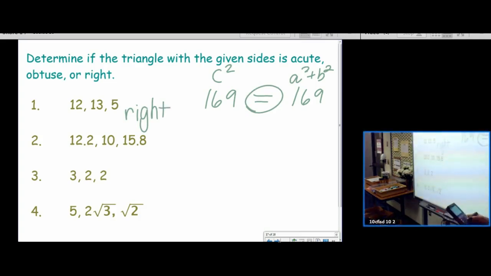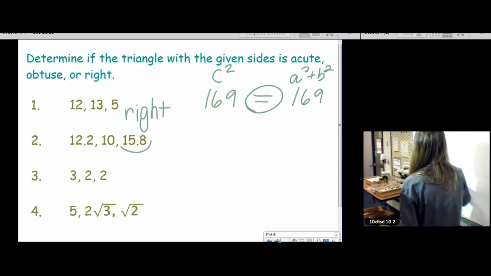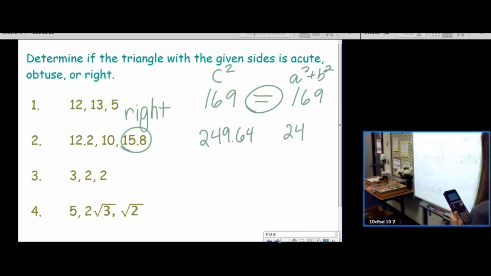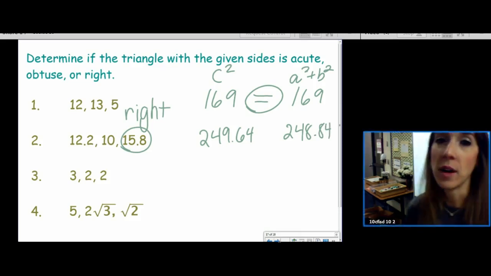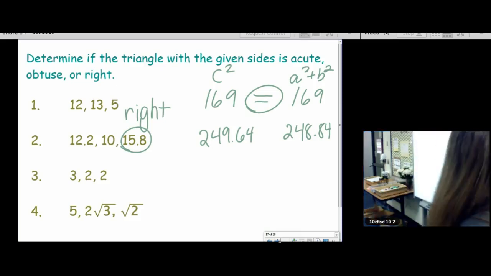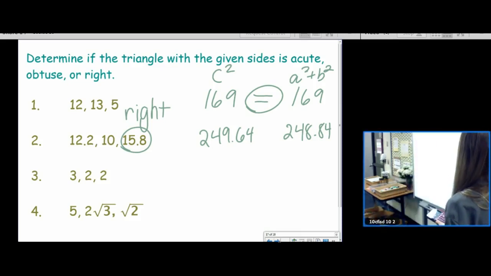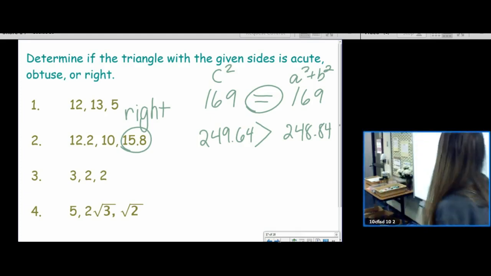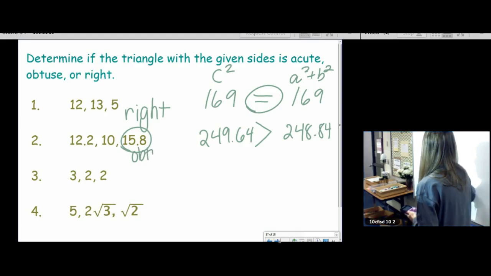Okay, next one. Which ones are C? All right. 15.8 squared is 249.64. 12.2 squared plus 10 squared. Oh, I made this one close, didn't I? Remember, the inequality is hungry. It's going to eat the bigger number. So I want to eat 249 because it's a little bit bigger than 248. That's a greater than sign. That means number 2 is an obtuse triangle.